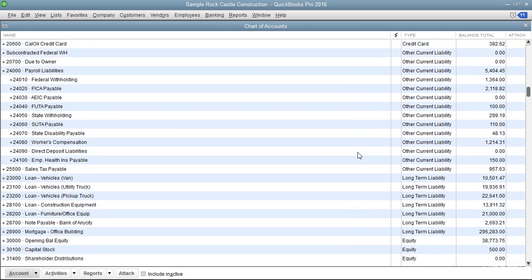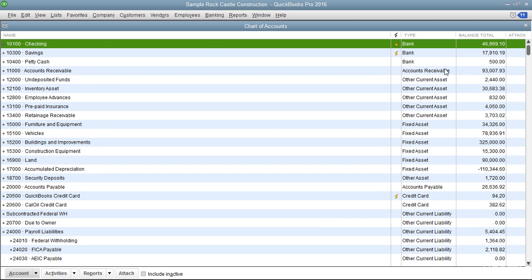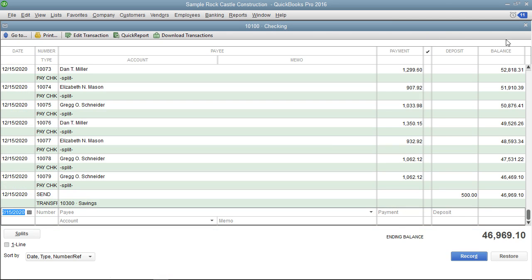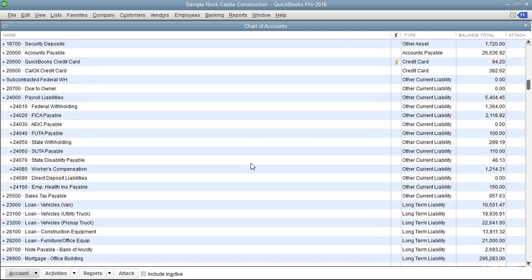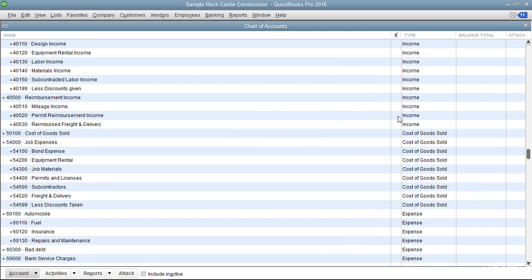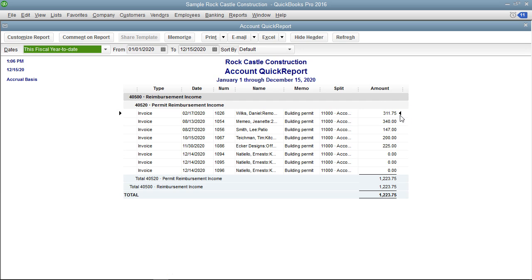Each balance sheet account has a register associated with it. Unlike the balance sheet accounts, the income and expense accounts each have a report that lists the transactions associated with that account. We will look at these types of accounts in more detail in later chapters, but we will now review a general list of the different types of accounts shown within the chart of accounts and whether they appear in the balance sheet or the profit and loss statement within QuickBooks.